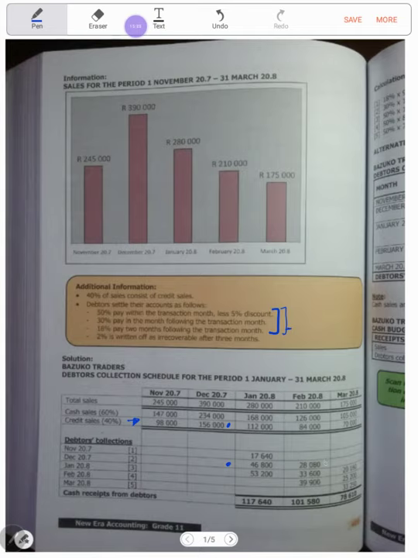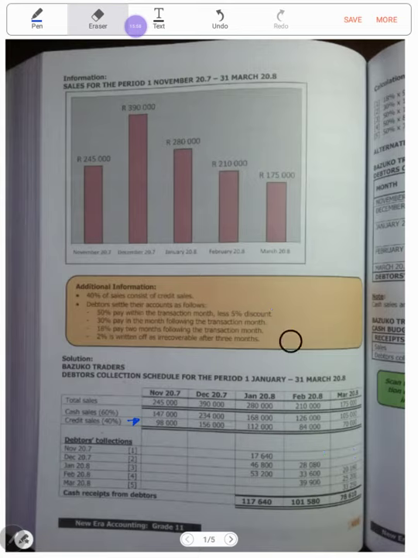2% is written off as irrecoverable. That is why there is no entry over there. No entry. We're not receiving any money. So we're not accounting for the bad debts in the debtors collection schedule. Please remember that. Okay, now we are actually in our budget period.